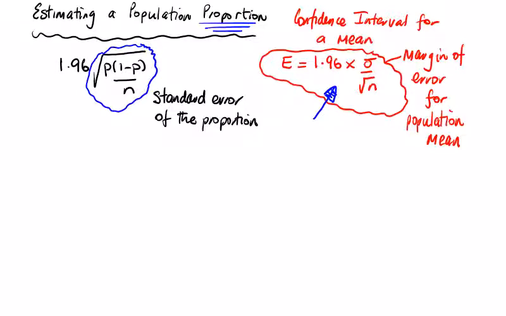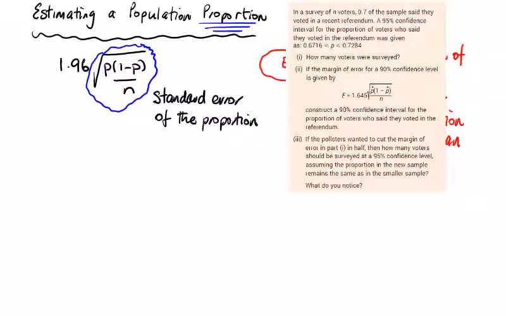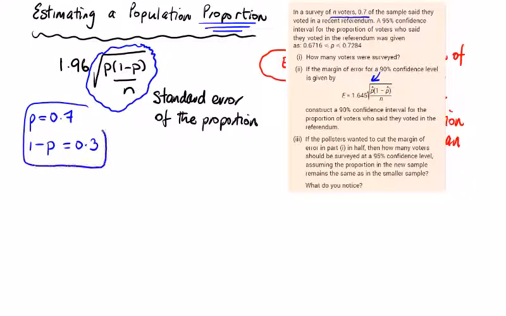The square root of p times 1 minus p over n is the standard error of the proportion. And if we look at a question, it might help this make sense. So in a survey of n voters, 0.7, so I've got p is equal to 0.7. Now you may see p hat and stuff. I'm just going to use p in these questions. 1 minus p is equal to 0.3. You'll identify that those two numbers always have to add up to 1. So that's always what's going to be in here on the top of the fraction.